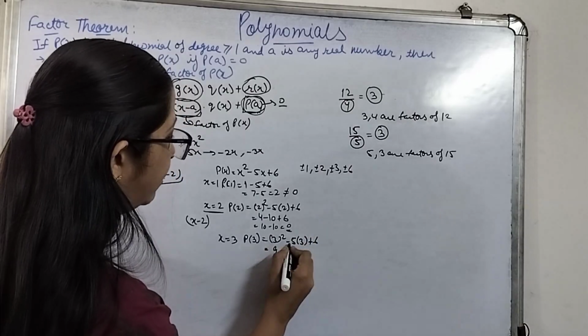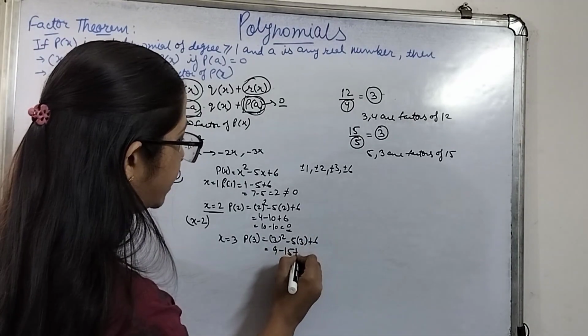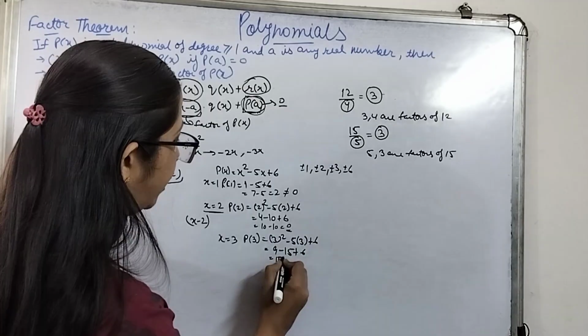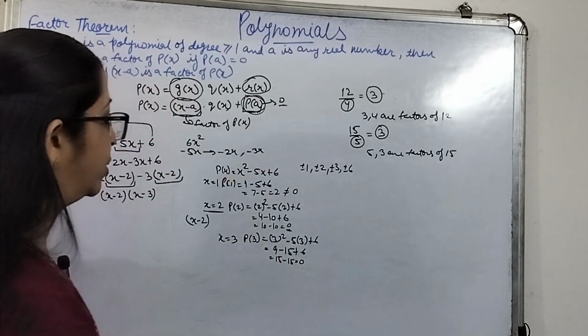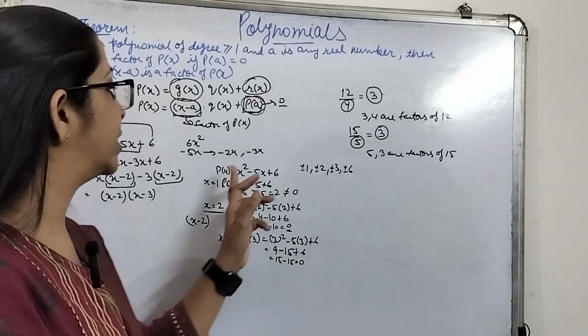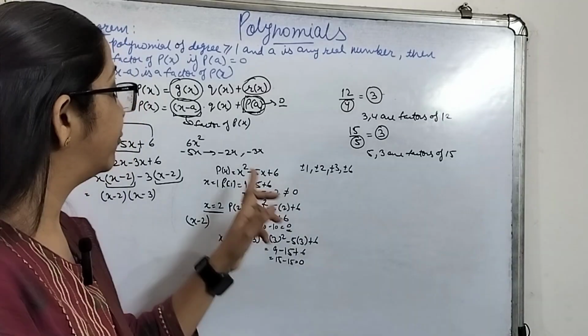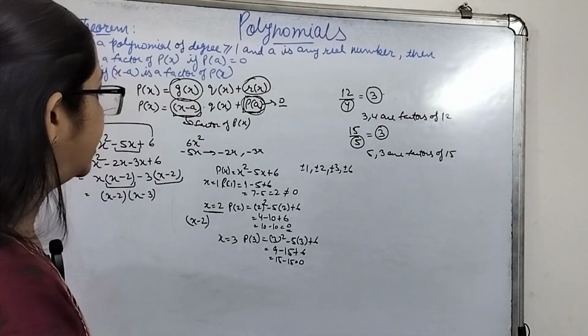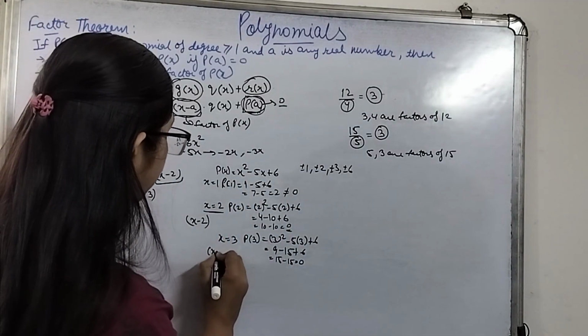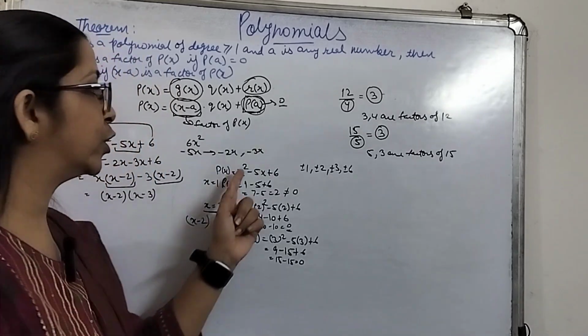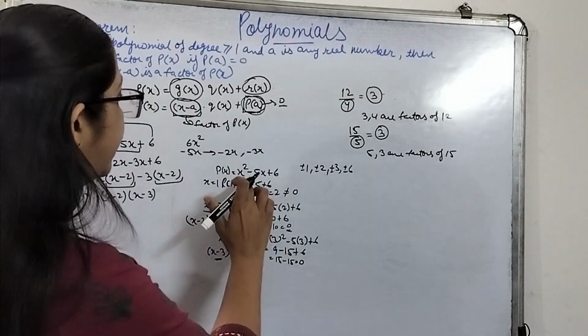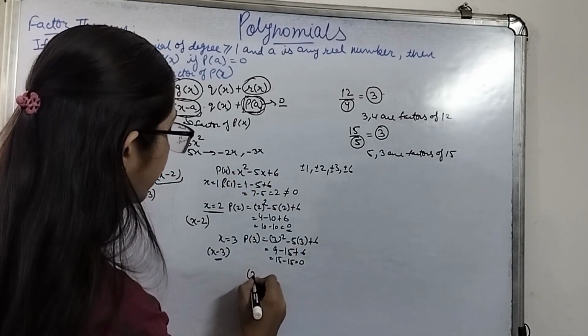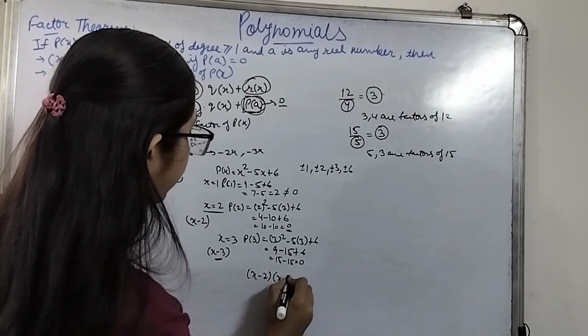3 square will be 9, minus 5 into 3 will be 15, plus 6. 9 plus 6 is 15, minus 15 is equivalent to 0. That means 3 is also a 0 of this polynomial. If 3 is the 0 of the polynomial, that simply means x minus 3 will be a factor of this polynomial, or we can say that the factors of this polynomial are x minus 2 and x minus 3.